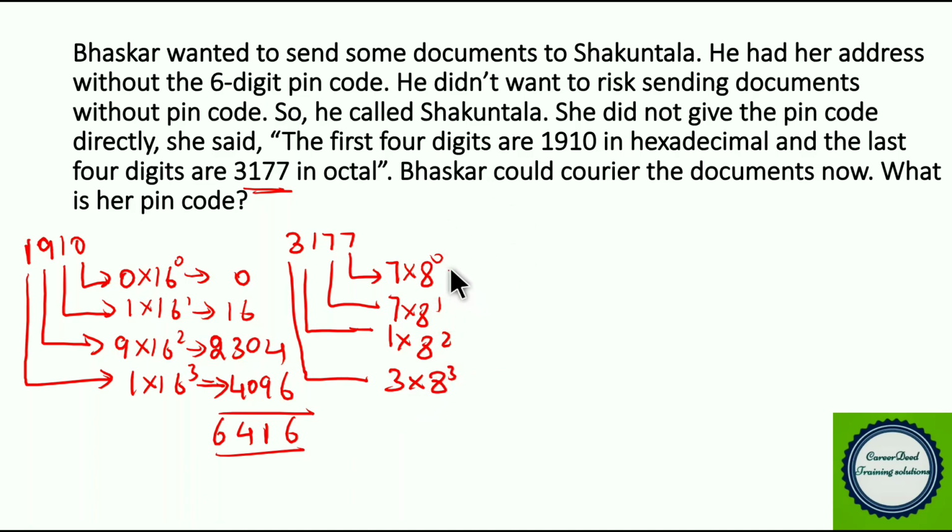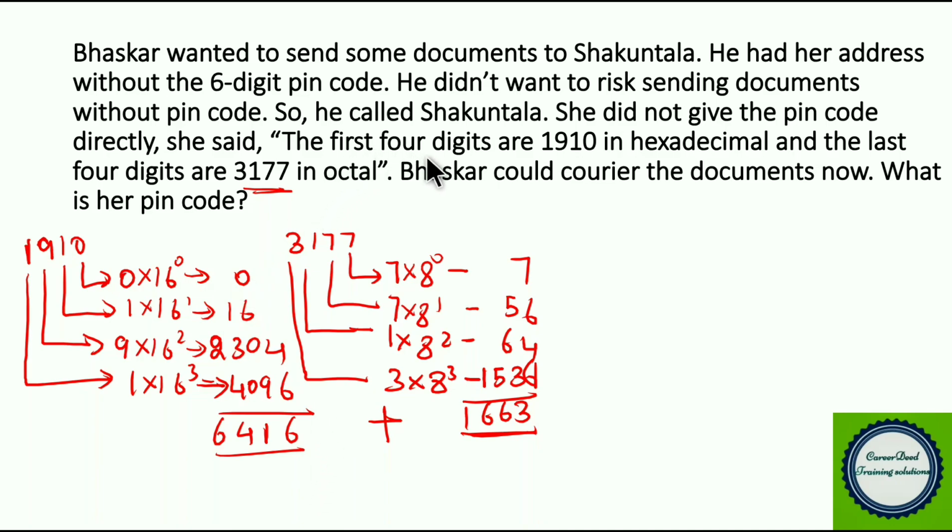So the value is 756, and next 64, and last 8 cube into 3, you get 512 into 3, it is 1536. While adding it, you get 1663, and it is only a 6-digit PIN number, right? It is only a 6-digit PIN number. So while clubbing it, you have to get a 6-digit PIN number.